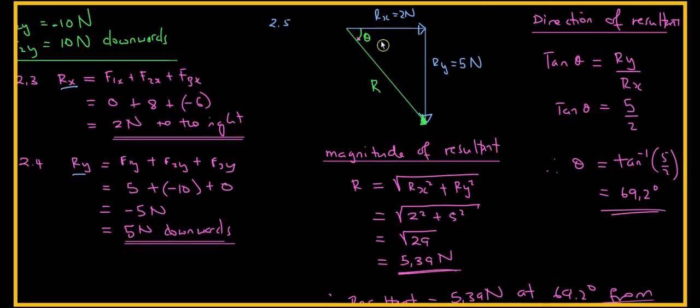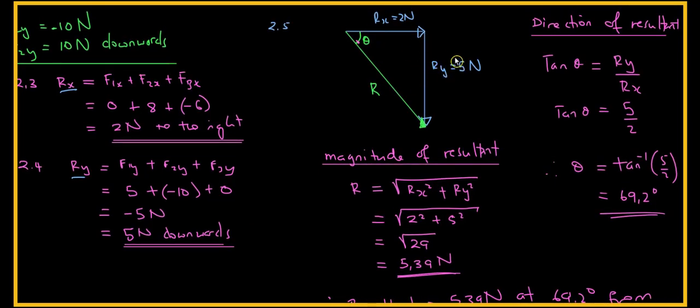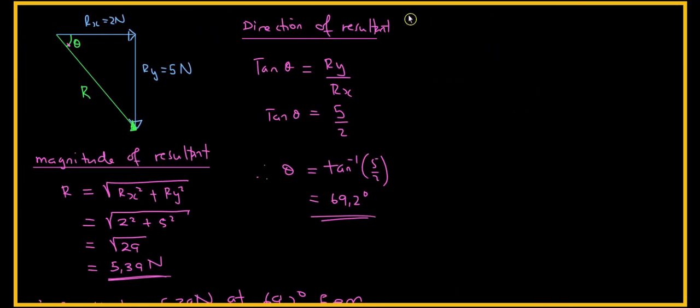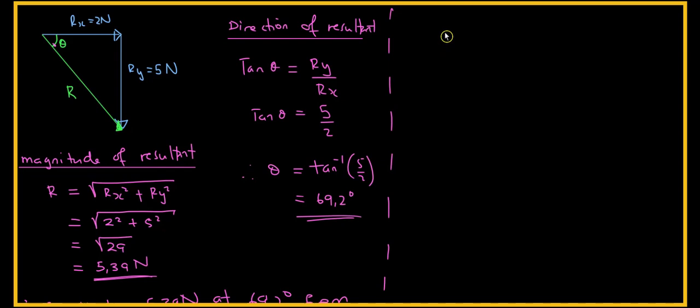But someone can decide to first of all draw the Ry component here. If you first draw the Ry component, then the Rx component, we're going to have a different angle here. So let's see how that will work out. You can first draw your triangle like this. I'll first draw the Ry. My Ry is actually pointing downwards, so here's my Ry, 5 newtons downwards.